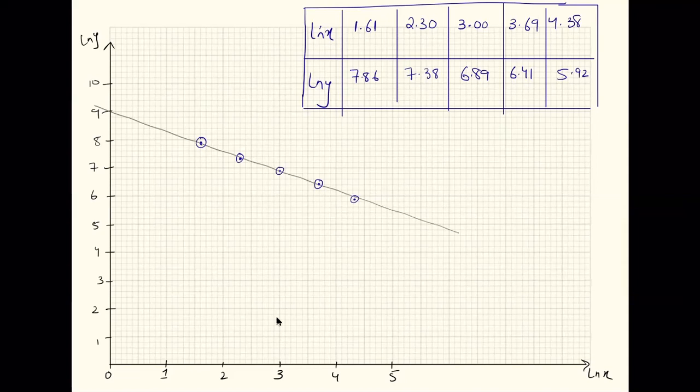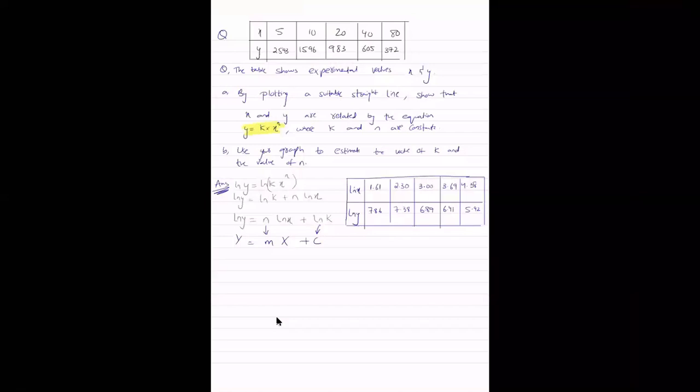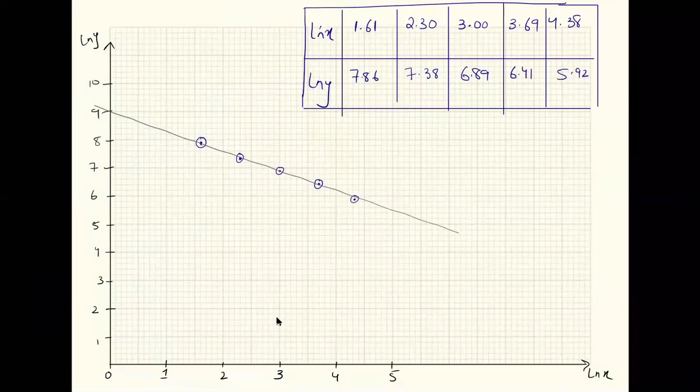So if this is correct, then yes, this is a straight line. I've drawn this. Now, the purpose of drawing this was the next question, which says use your graph to estimate the value of k and the value of n. For the value of n, I need to find the gradient from my graph, and for finding the value of k, I need to find the y-intercept. Do you understand this? Yes, sir. So I am going to take any two values on the graph.